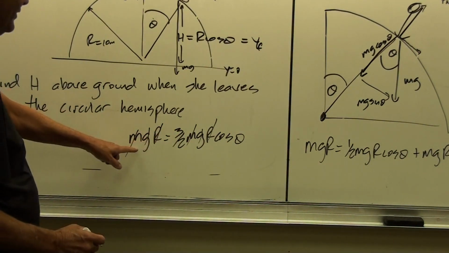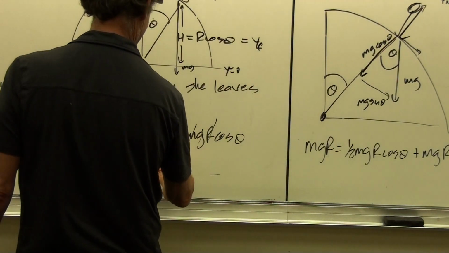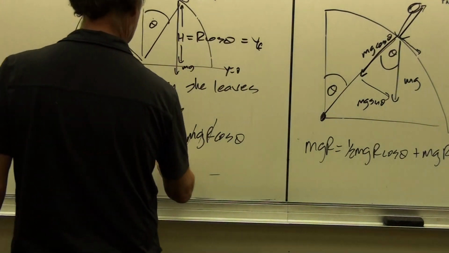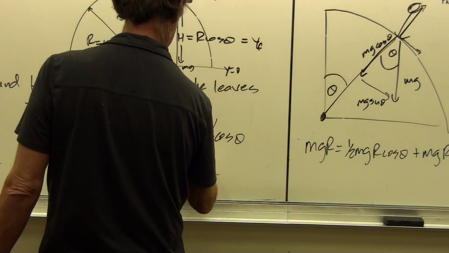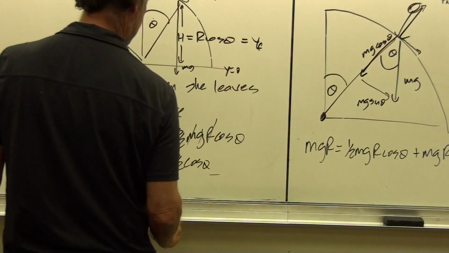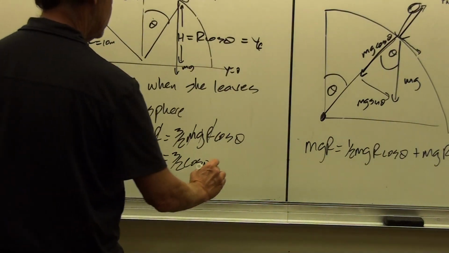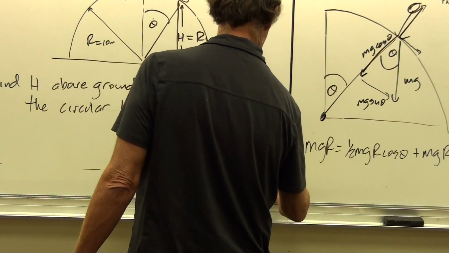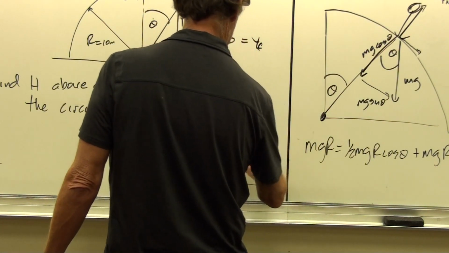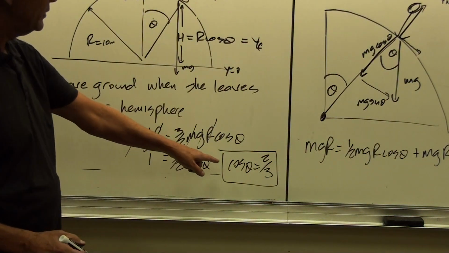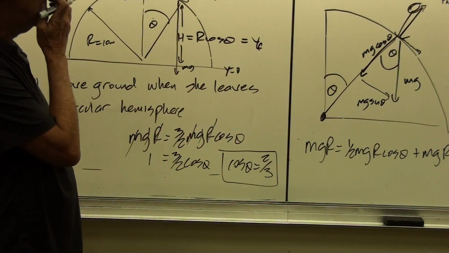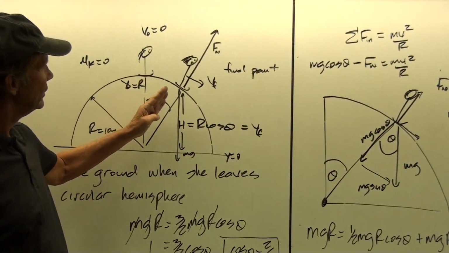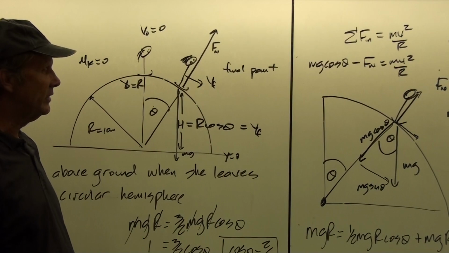Okay, so is this 0? No, this is 1. We canceled out. That means we're dividing through by it. It means we're left with 1 equals 3/2 cosine theta. So that gives us cosine of theta is 2/3. So that's my solution, my simultaneous solution to the energy equation and the centripetal force equation.